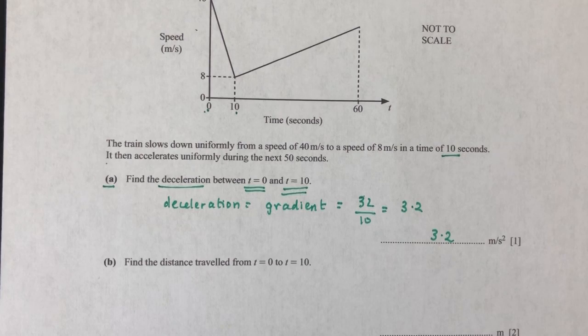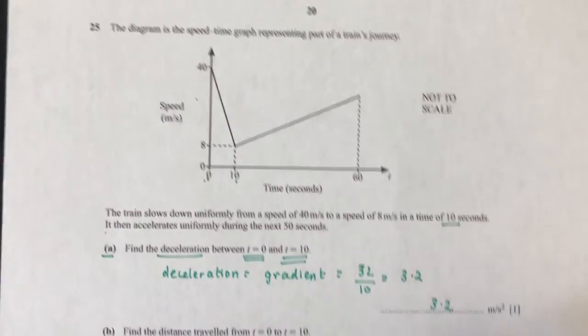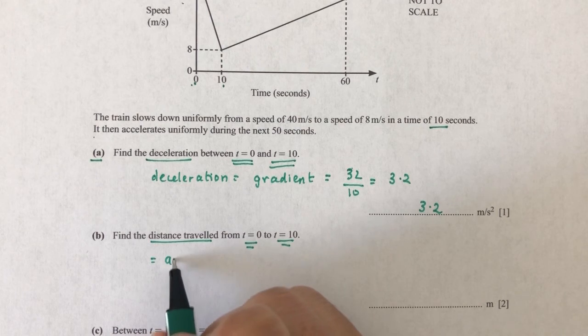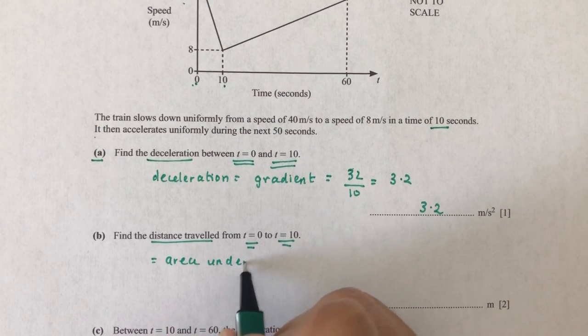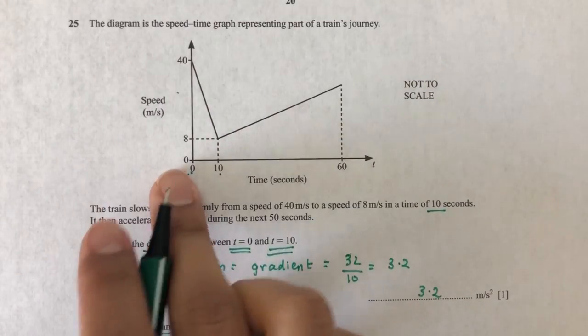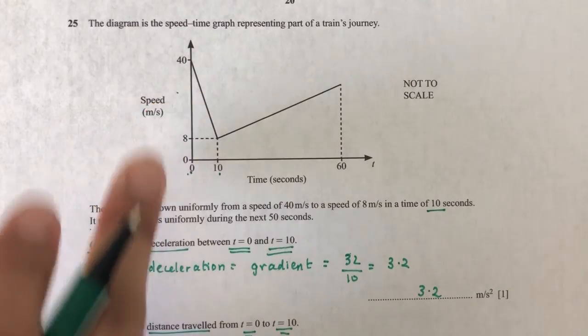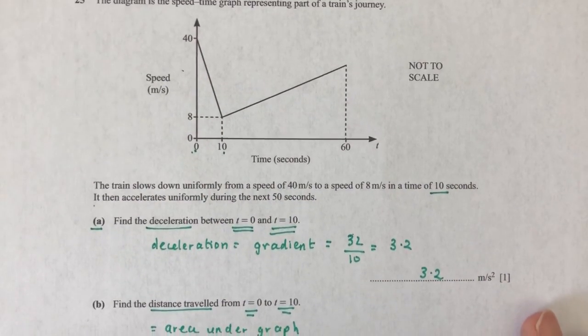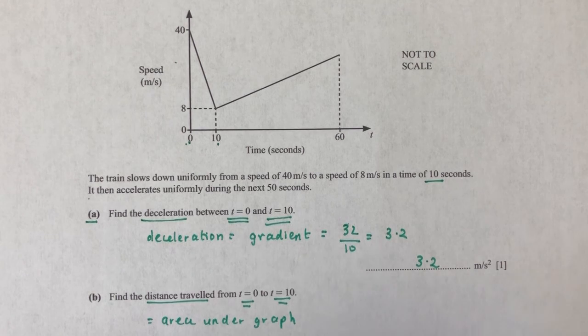So now part B, find the distance traveled from t equal to 0 to t equal to 10. When we have a speed-time graph, the distance traveled is equal to the area under the graph. So we can see this is the area of a trapezium, but it is also the area of a triangle plus the area of a rectangle. So let's do it this way. What is the area of the triangle? We will have half times base, which is 10, times height, which is 32, plus the area of the rectangle, which is 10 times 8.